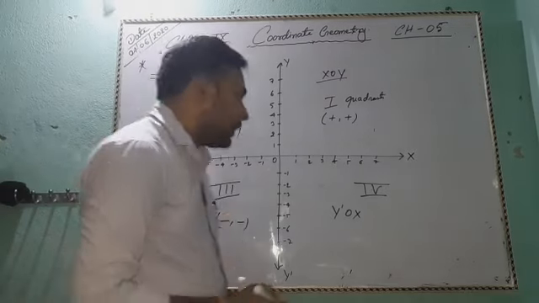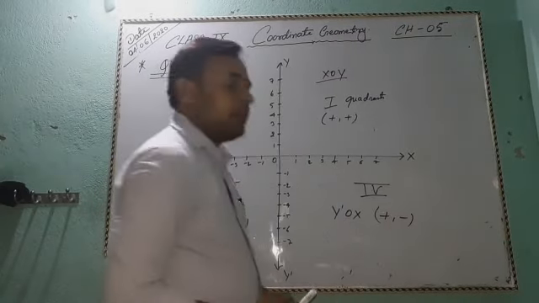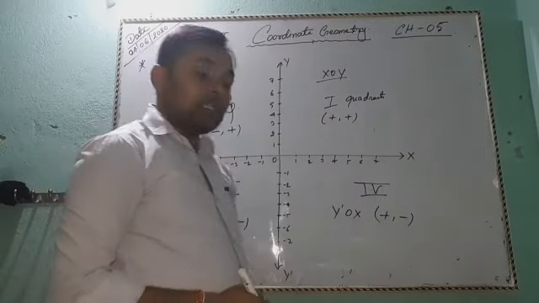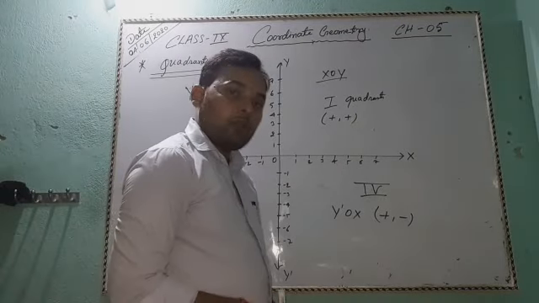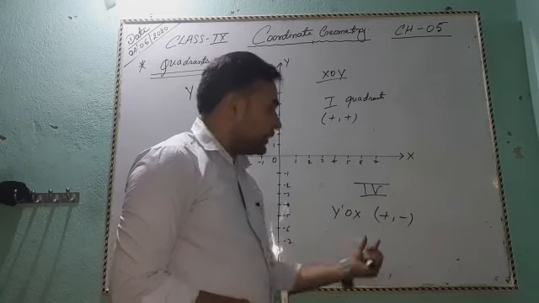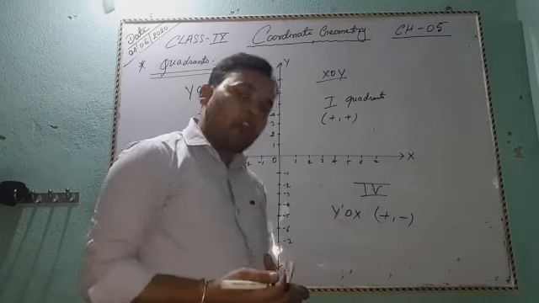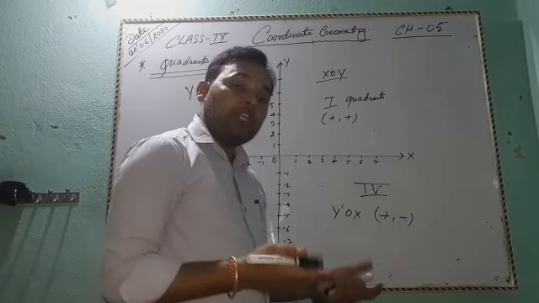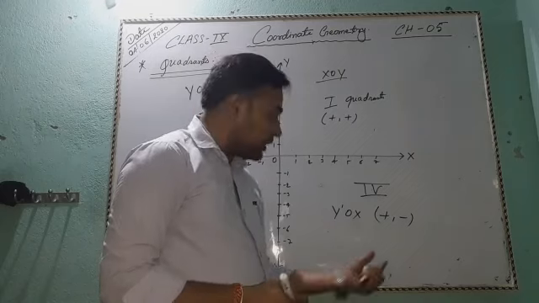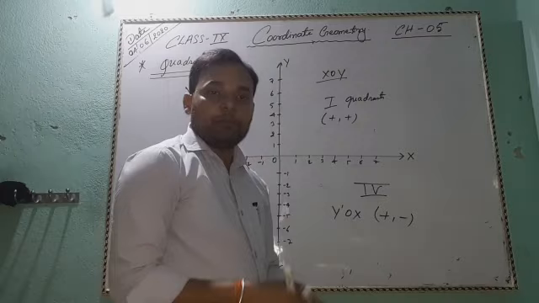And the fourth quadrant, plus minus. If any point is present in the fourth quadrant, the coordinates of the point are positive, negative. That is, the abscissa of the point is positive and the ordinate of the point is negative. In other words, the x coordinate is positive and the y coordinate is negative.